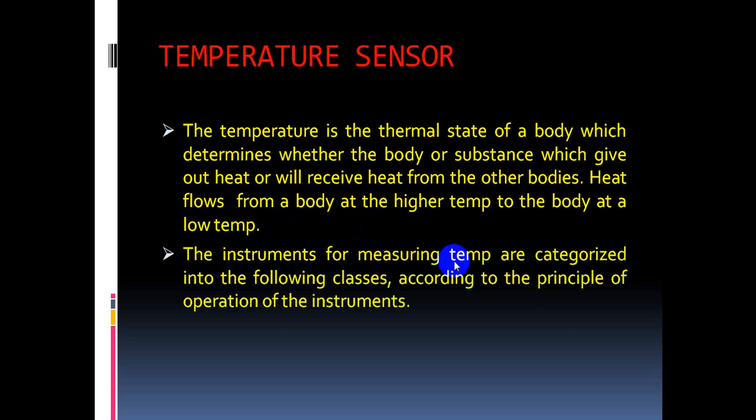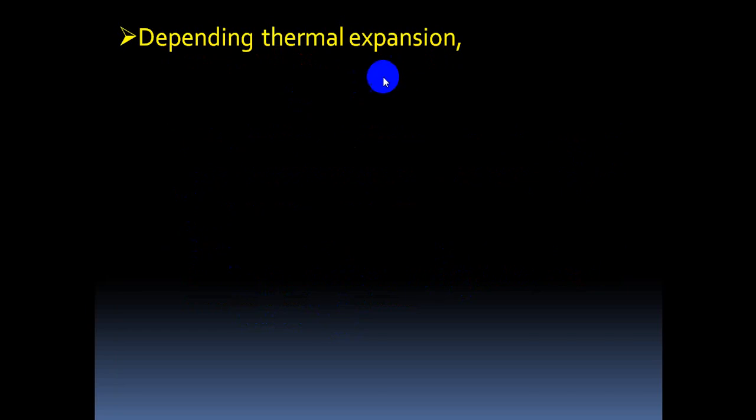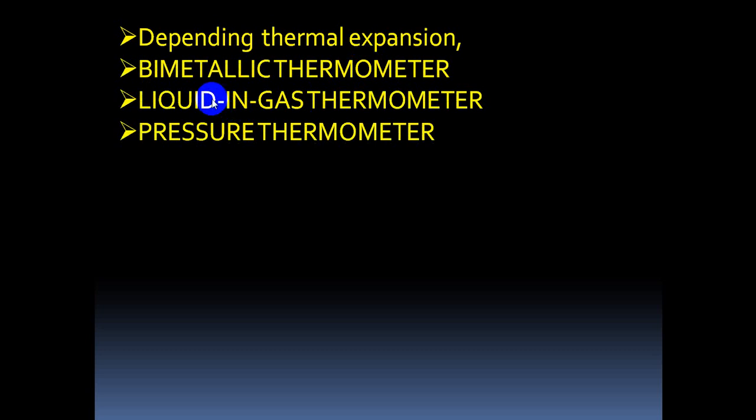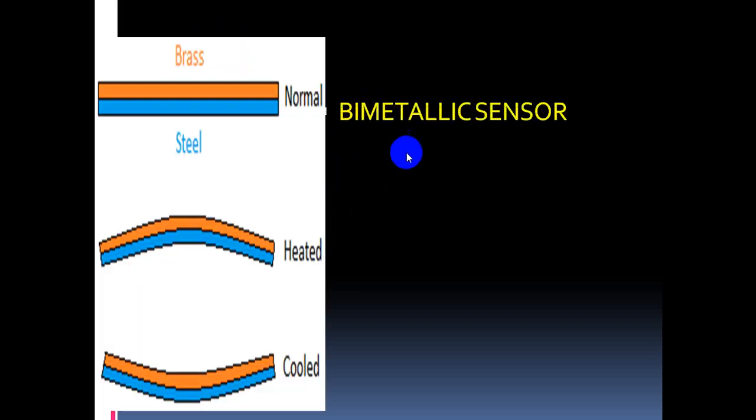The instruments for measuring temperature are categorized in the following classes according to the principle of operation of the instruments. So there are so many instruments which are all used to measure the temperature. Depending upon thermal expansion, when we heat, materials expand. That expansion is called thermal expansion. Depending upon thermal expansion, there are many types of thermometers: bimetallic thermometer, liquid and gas thermometer, pressure thermometer. So coming to our topic, which is the bimetallic sensor.